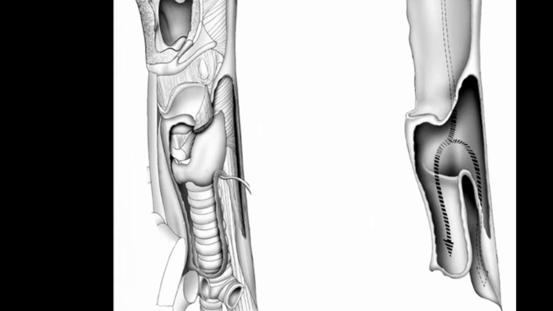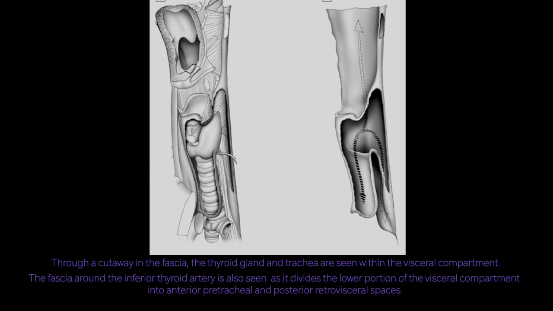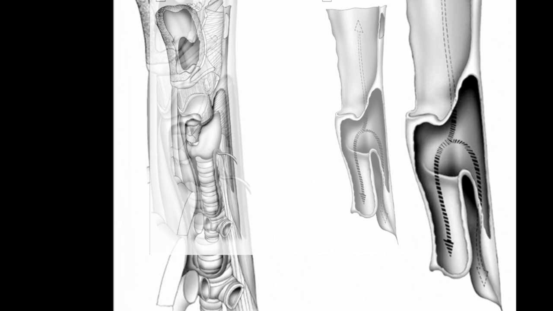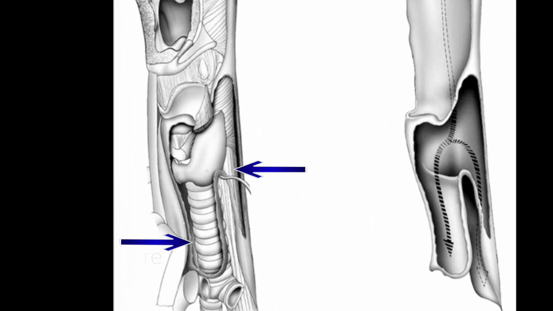As you see in the sketch, through a cutaway in the fascia, the thyroid gland and trachea are seen within the visceral compartment. The fascia around the inferior thyroid artery is also seen as it divides the lower portion of the visceral compartment into anterior pretracheal and posterior retrovisceral spaces. Here and here.